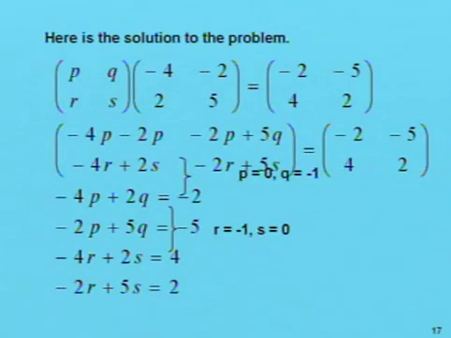These can be simplified, which will give us -4p + 2q = -2 and -2p + 5q = -5. That gives us the first pair of our simultaneous equations. Sorry about the curly bracket jumping up on the computer. The second pair of equations from the matrix multiplication is -4r + 2s = 4 and -2r + 5s = 2. When these pairs of equations are solved, for the first pair, p is equal to 0 and q is equal to -1. For the second pair, r is equal to -1 and s is equal to 0.